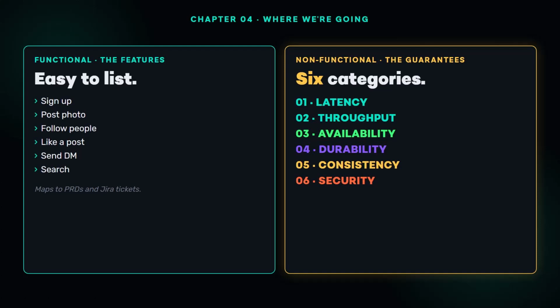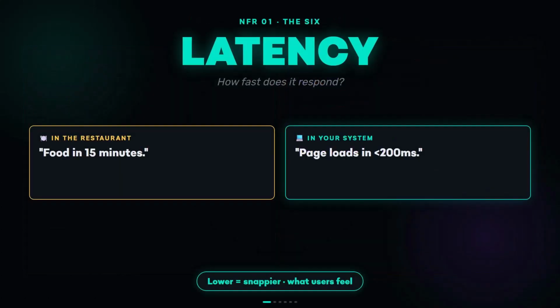Here they are. First, latency. How fast does the system respond? In the restaurant, food arrives in 15 minutes. In your system, the page loads in under 200 milliseconds. Lower latency means a snappier app. This is what the user feels.